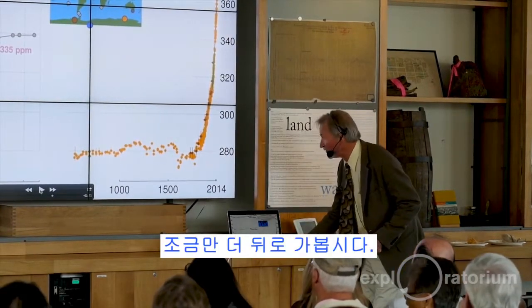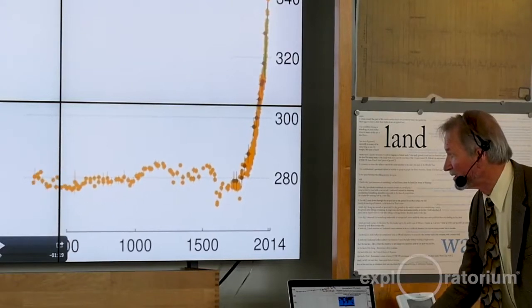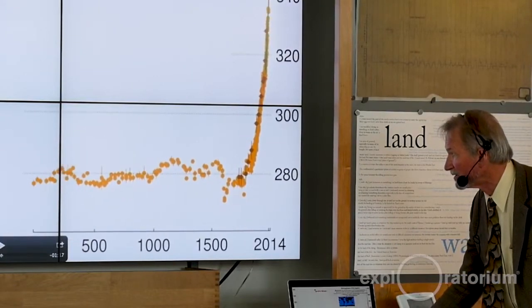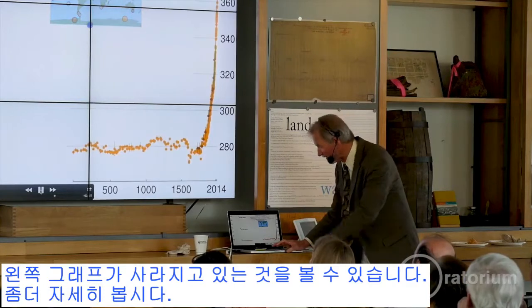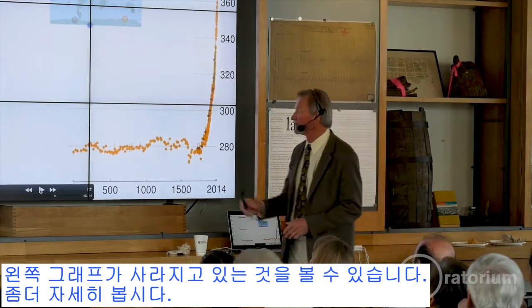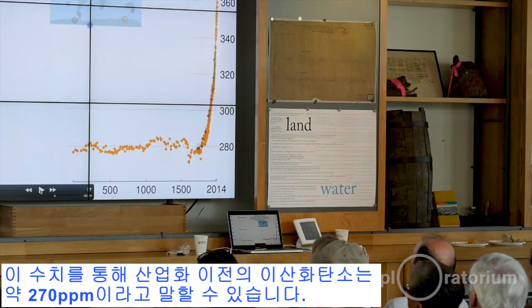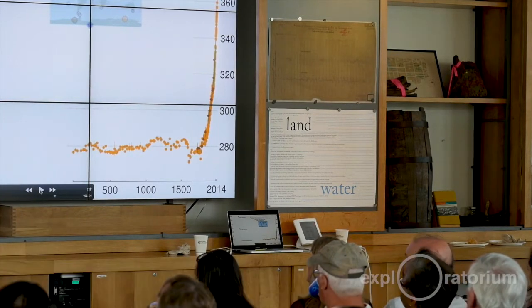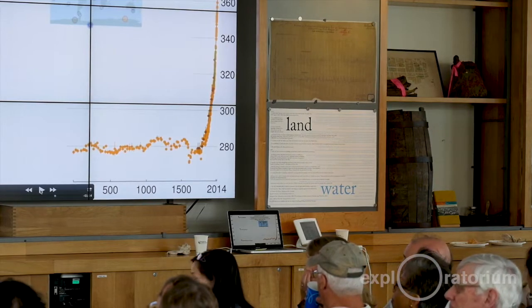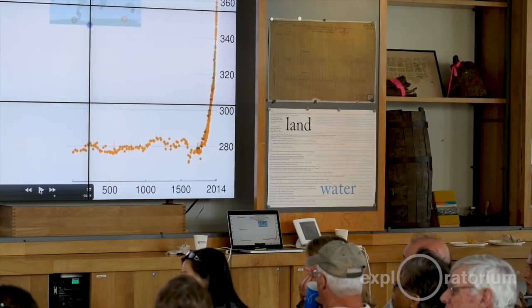Okay, we're going to go back a little further. I notice the left graph is disappearing on you, so take a close look. From looking at these numbers, we can say the pre-industrial CO2 is about 270 parts per million. And yes, sir? Could you just explain again why increased temperature leads to more CO2?